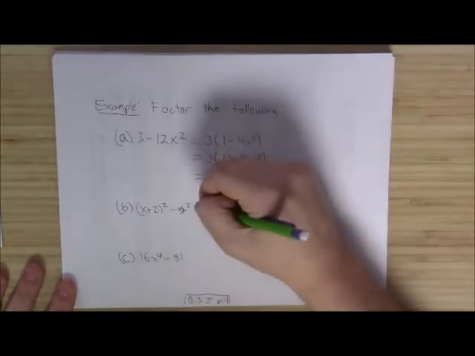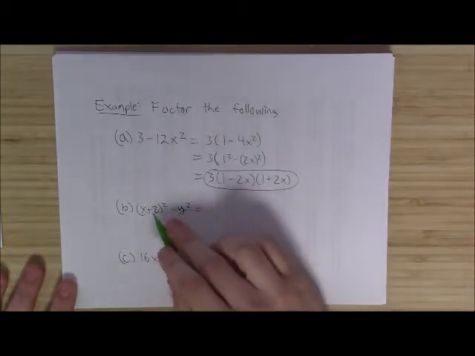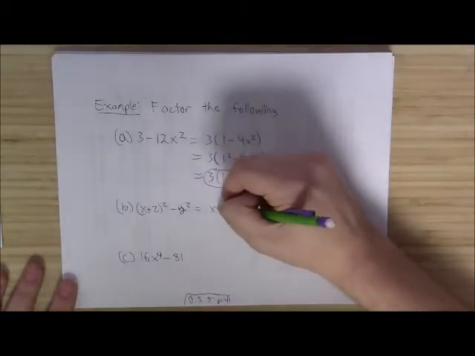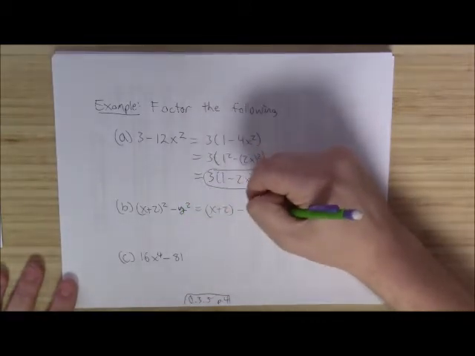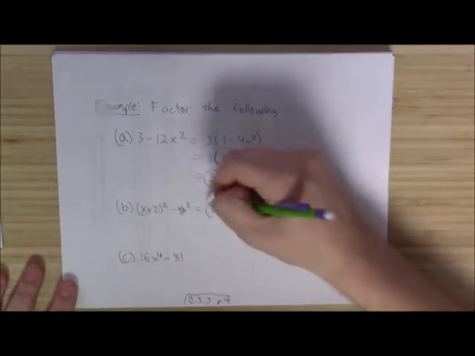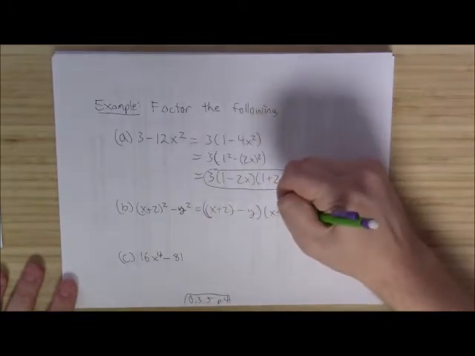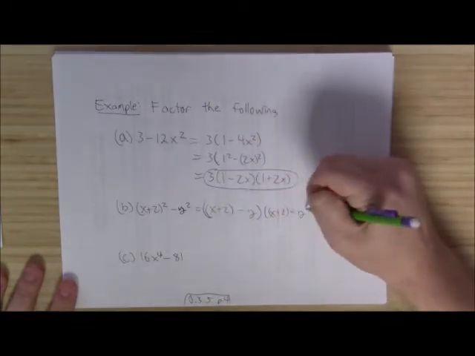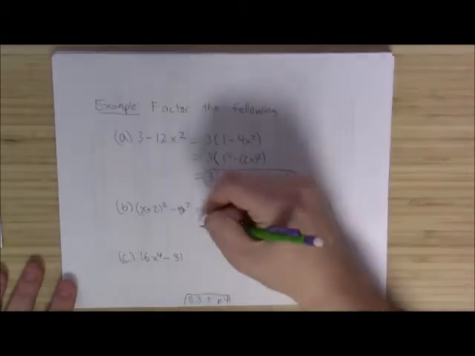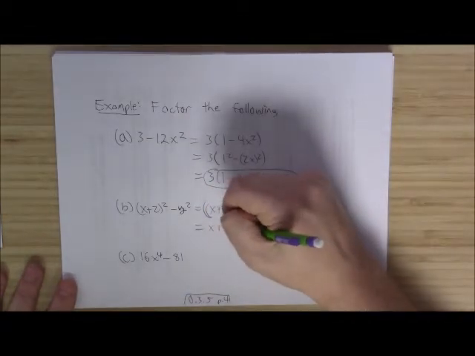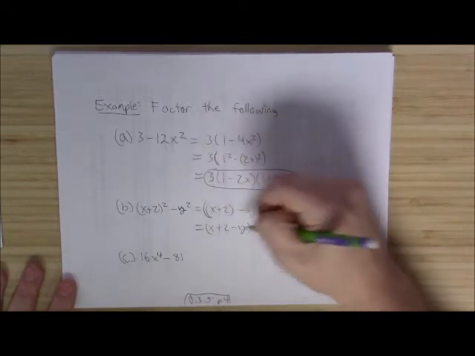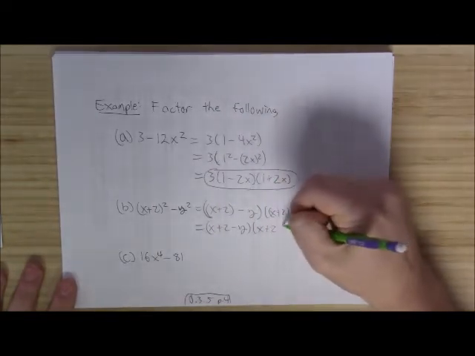In a similar way, we could factor this that same way. Namely, we could factor this into x plus 2 minus y times x plus 2 plus y. And we could drop these parentheses here and have x plus 2 minus y, x plus 2 plus y.